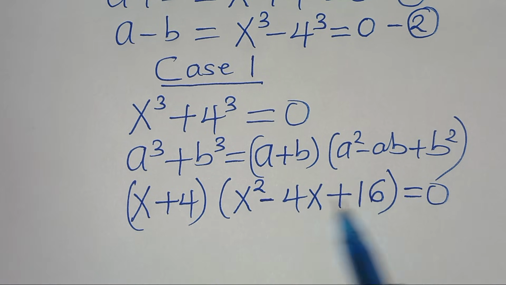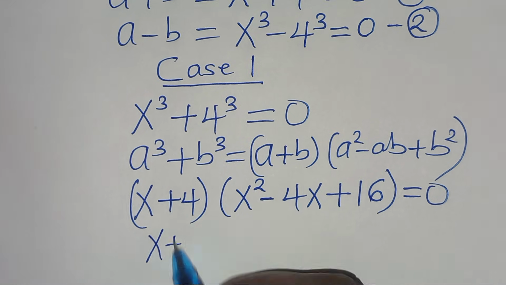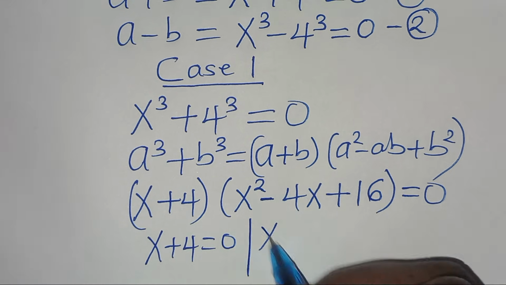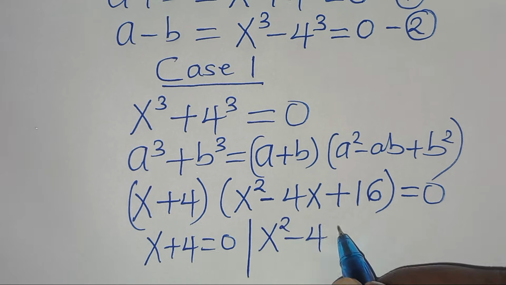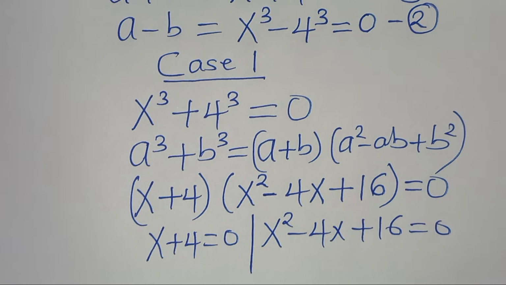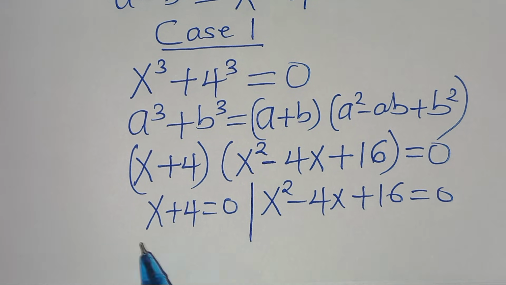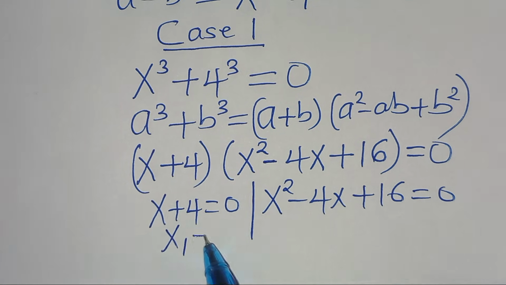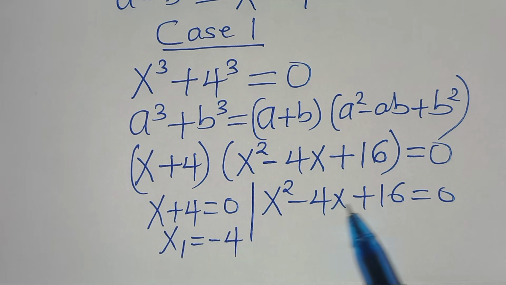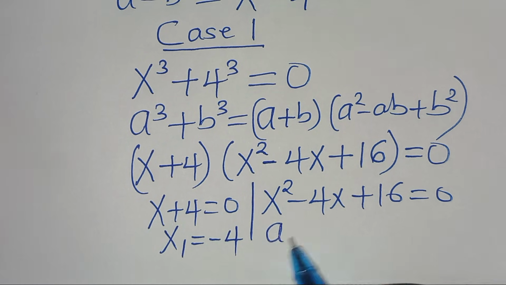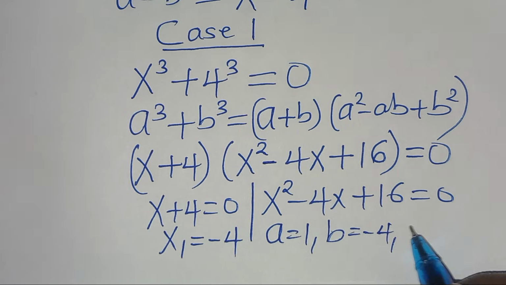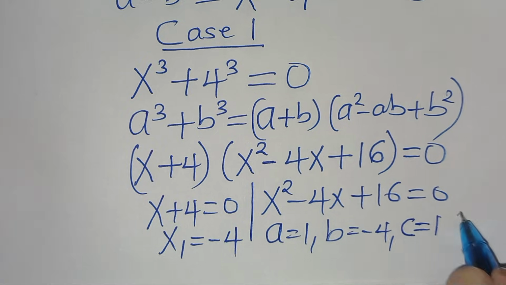We have two parts here. The first part is x plus 4 equal to 0. The second part is x squared minus 4x plus 16 equal to 0. From the first part, x1 is equal to minus 4. The second part is a quadratic equation with a equal to 1, b equal to minus 4, and c equal to 16.